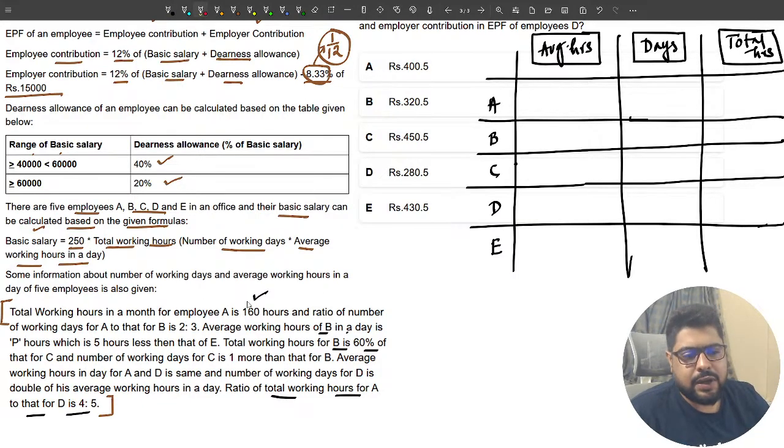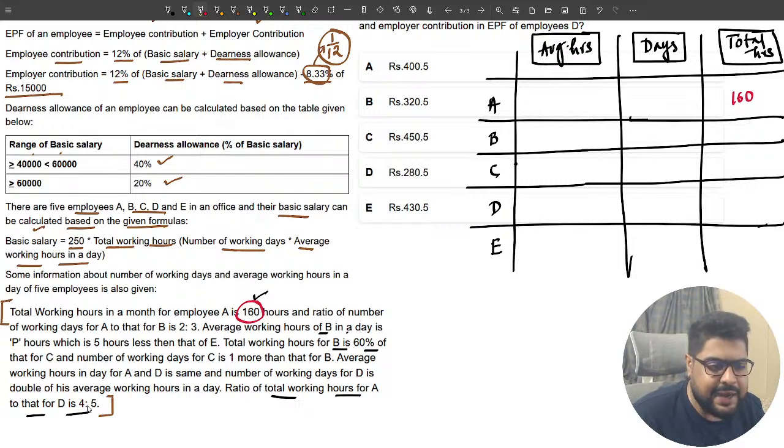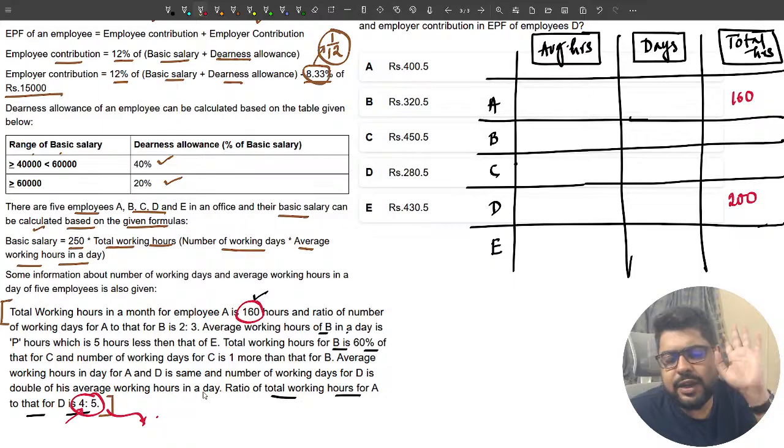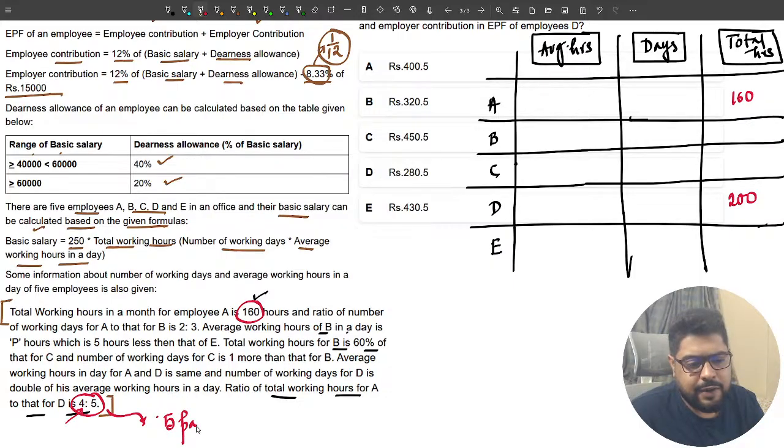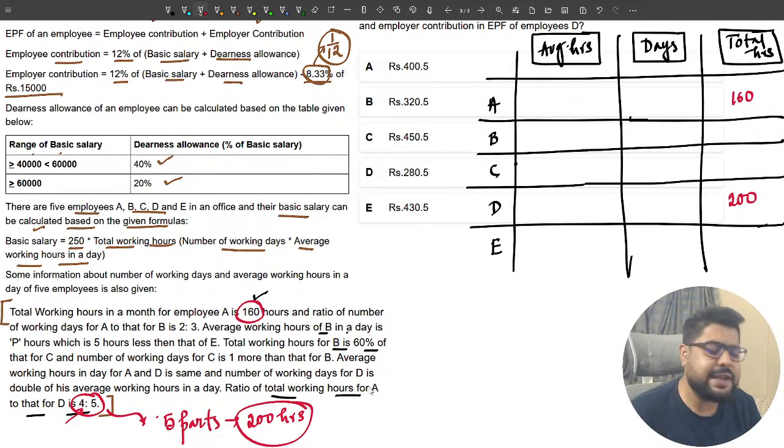So total working hours of A is 160. And sir, A and D ratio is 4:5. 160 is 4 parts, sir, so 5 parts will be 200. This is very simple. 160 is 4 parts, 1 part is 40, so 5 parts will be 5 fours are 20, so 200 hours. I hope this is clear. Now, let's move on, sir. So first things first.